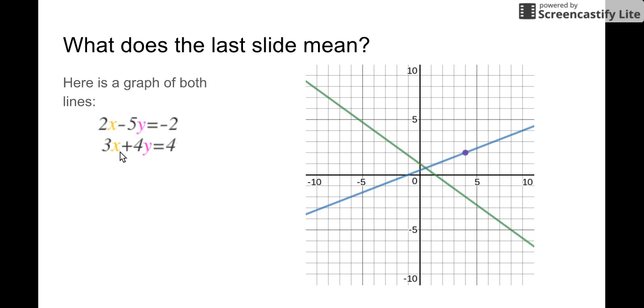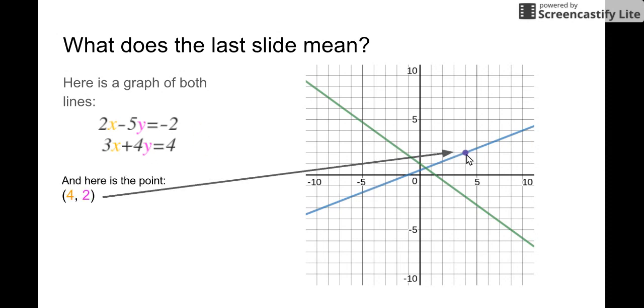Here's what that last slide means. If you look at our two equations again, 2x minus 5y equals -2 and 3x plus 4y equals 4, right here is the point 4, 2. It is not where these graphs meet. Where these graphs meet is somewhere over here, and that would be the solution. This is not an answer because it is not where the graphs meet.